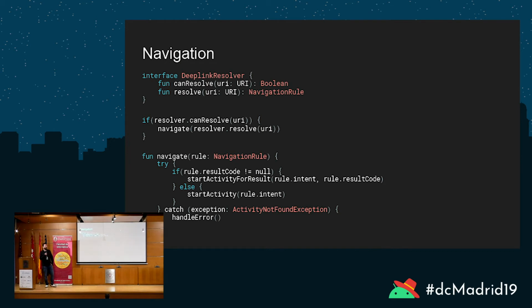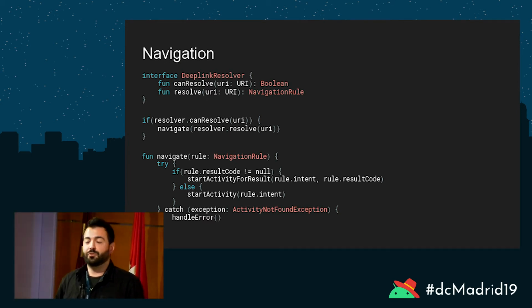You can have your own implementation, and this is just to make sure that I know how to handle this thing. Then you would have the list of resolvers and iterate on it, saying, hey, can you handle this? Yes, OK. Then resolve it and navigate to that one. Super simple code. But the complication comes here. How do you navigate?